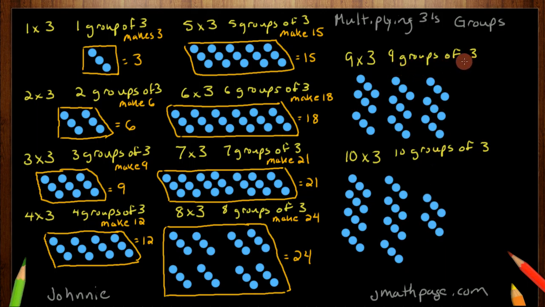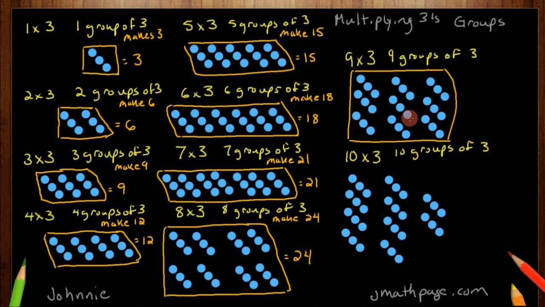9 groups of 3. All right, so many to count this time, huh? How many are here? Okay. If we count by 3's, we get 3, 6, 9, 12, 15, 18, 21, 24, and 3 more makes 27.